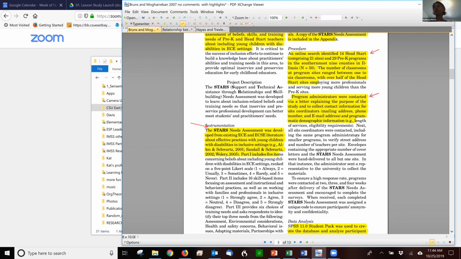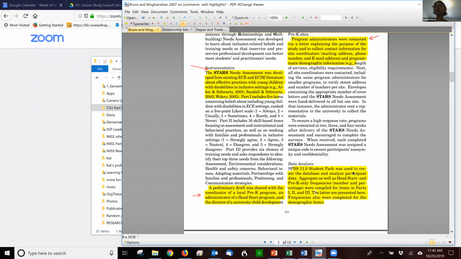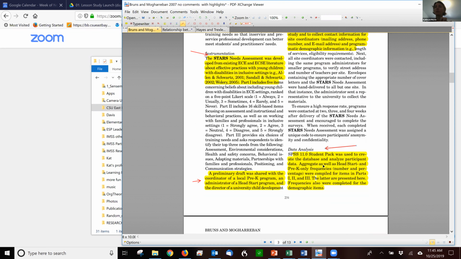I mean, obviously they can't do it across the whole country, and that's okay, but at least for this area, did they do something that really ensured that they have an understanding of pre-K and Head Start teachers in this area? Now, data analysis, this is a really good clue. When it says data analysis, that is a very good clue that it's going to be your statistical analysis. And they do talk about that.